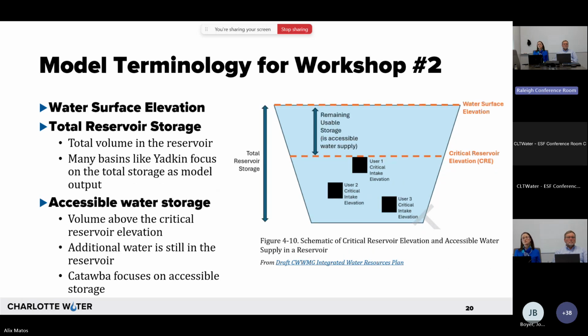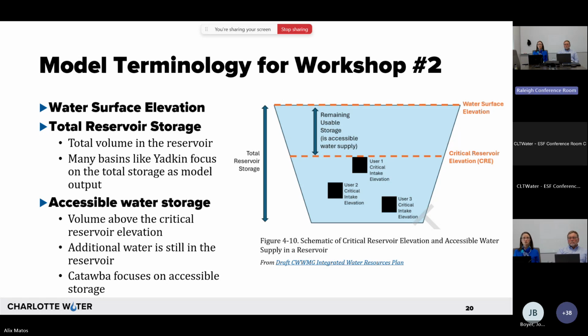The water surface elevation is just the top of the water, and that's used to quantify the total reservoir storage. So if we look at the graph on the right, the entire shaded blue area is the total reservoir storage. That's from the top of the water to the bottom of the reservoir. Most hydrologic models like the Yadkin focus on the total storage and the change in total storage.